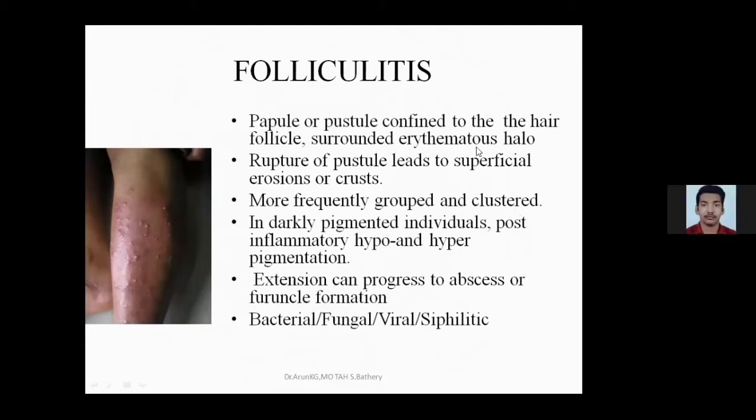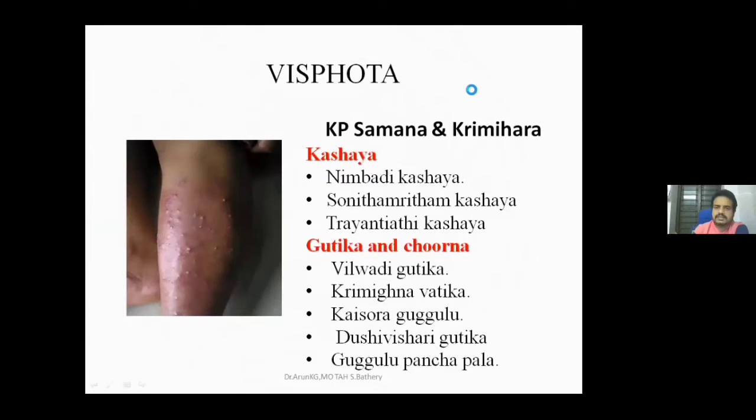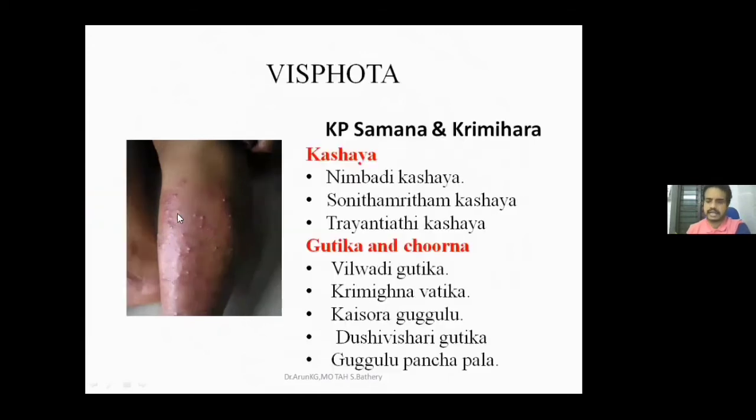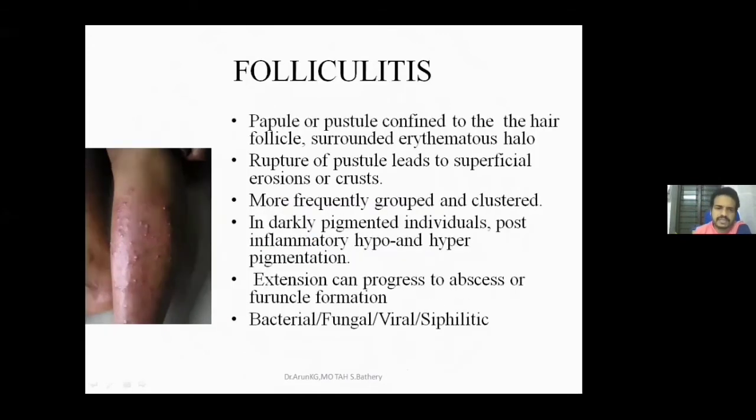Okay. Next one is folliculitis. From this picture itself we can very well diagnose the condition. Here what happens is that beneath the hair follicle there will be pustules and papules, and there will be some red halo around the lesion. If not treated at the correct time, there is a chance of this lesion progressing into furuncle or carbuncle stage.